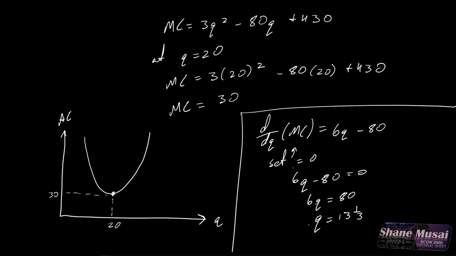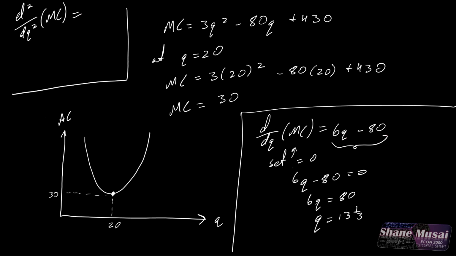Now, we don't know if this is the minimum point as yet, unless we take the second differential. So I'm just going to take the second differential in this top corner right here. We're taking the differential of this equation now with respect to q, and that would just equal 6. And since 6 is greater than 0, it means that the marginal cost curve is indeed a minimum curve. So now we know that it also takes that U-shape form.